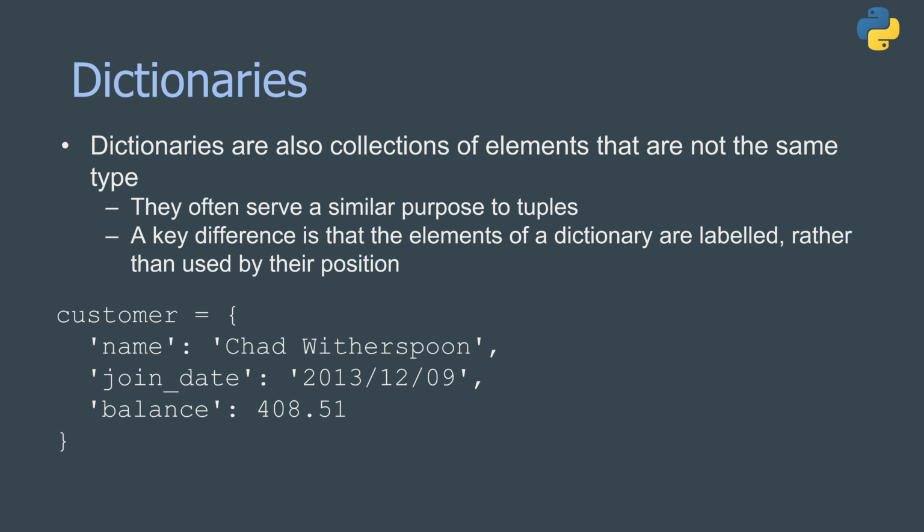So this is basically the same customer that we had in a tuple a couple slides back, but I'm representing it as a dictionary here. So we still have Chad Witherspoon, 2013-1209, and 408-51, same three values, but now we're attaching those values to corresponding strings. All of these things on the left we call the keys. So this customer has three keys: name, join date, and balance. And each of these keys has a corresponding value. Name's corresponding value is Chad Witherspoon. Join date's corresponding value is this date, 2013-1209. And balance's corresponding value is 408-51.